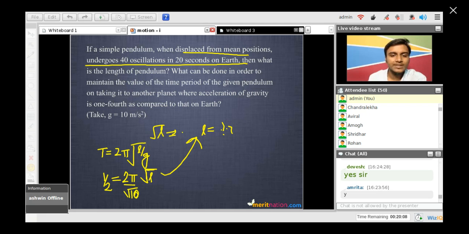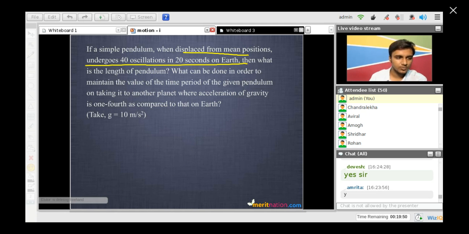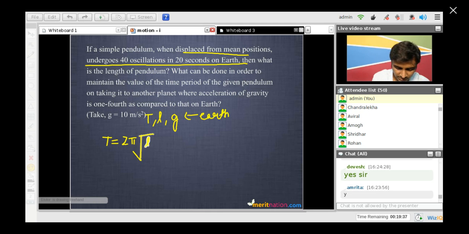Now, what can be done in order to maintain the value of the time period of the given pendulum on taking it to another planet where acceleration due to gravity is 1/4 as compared to Earth? So I have to find out what. Let's say length L and gravity G are for Earth, and T is the time period. So T is equal to 2 pi under root L upon G.